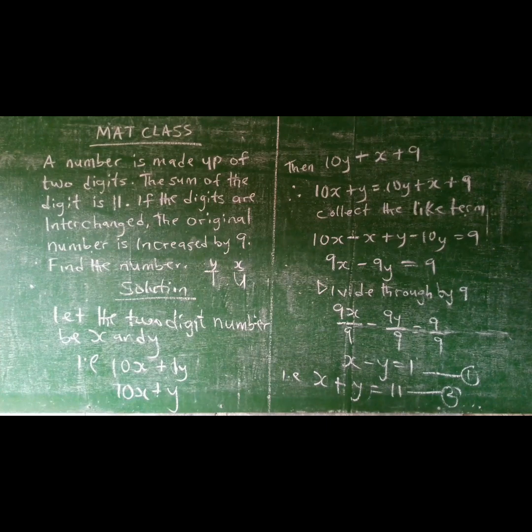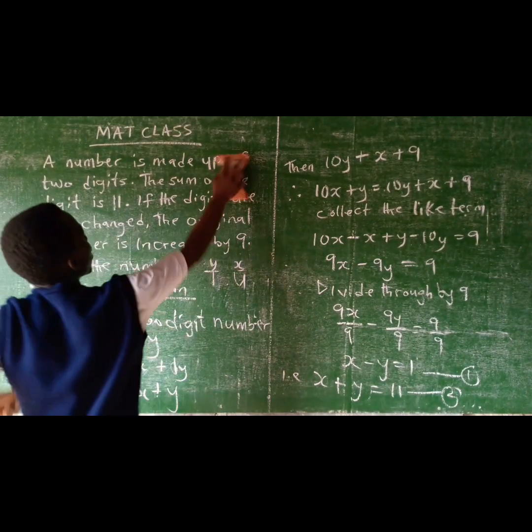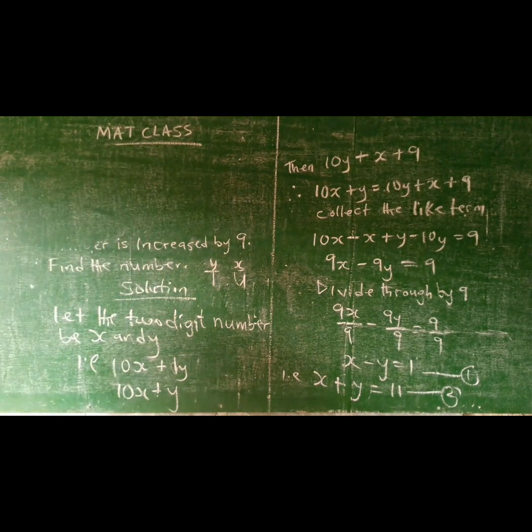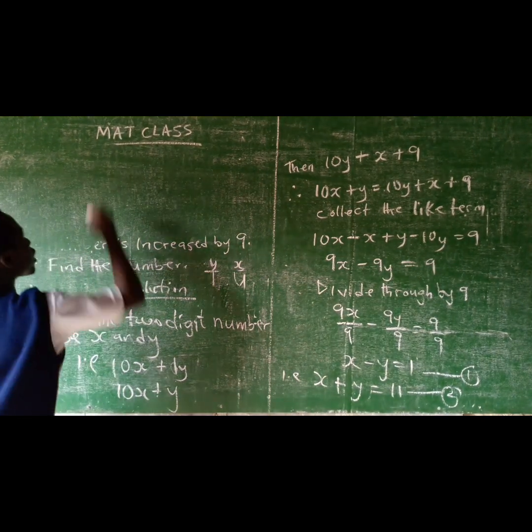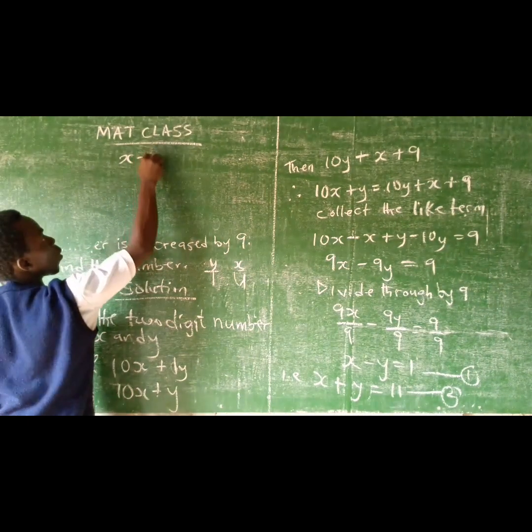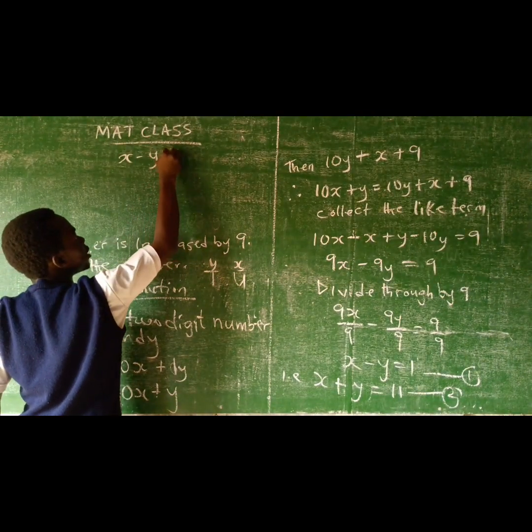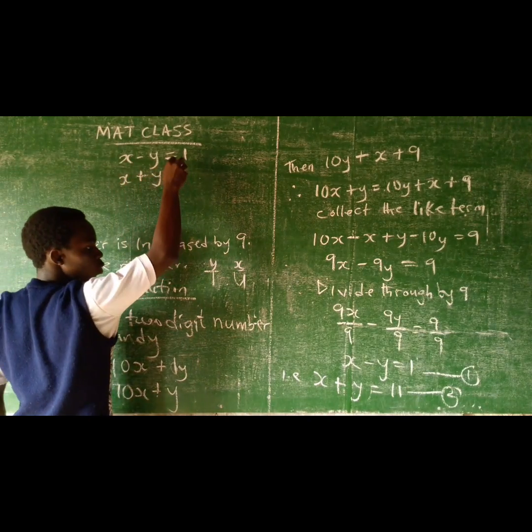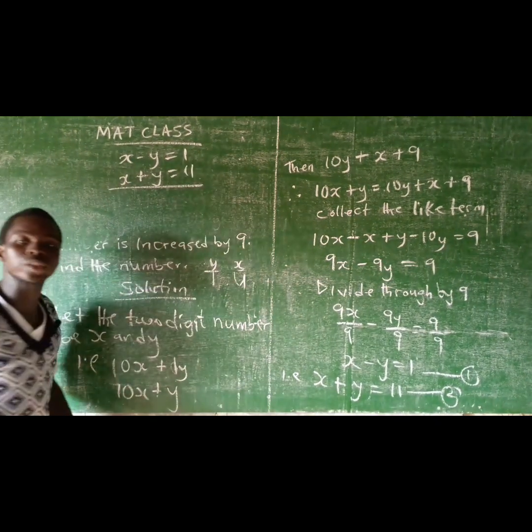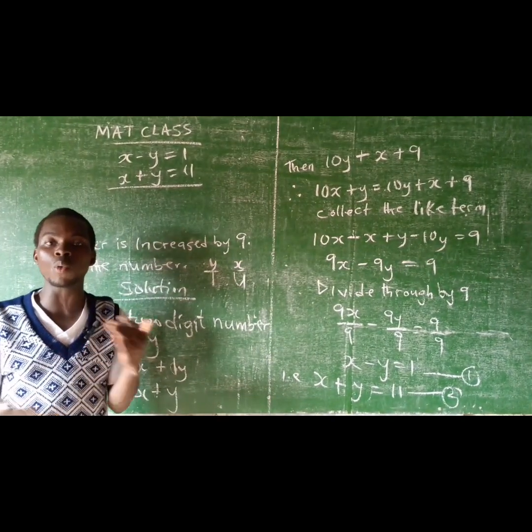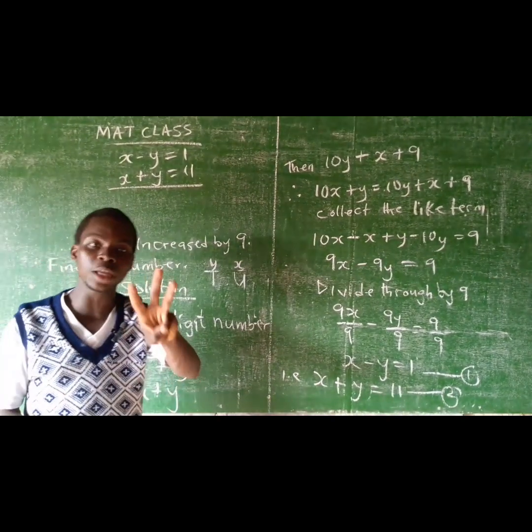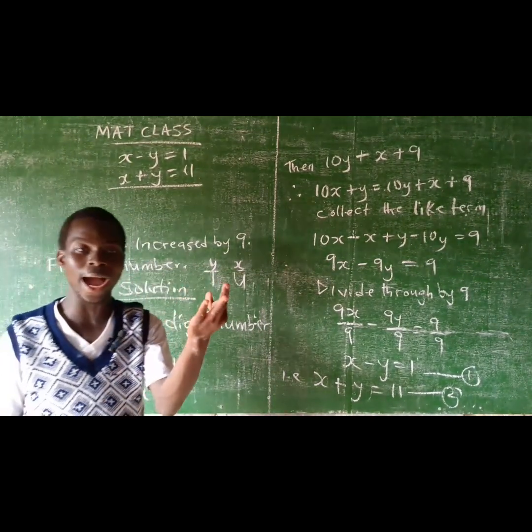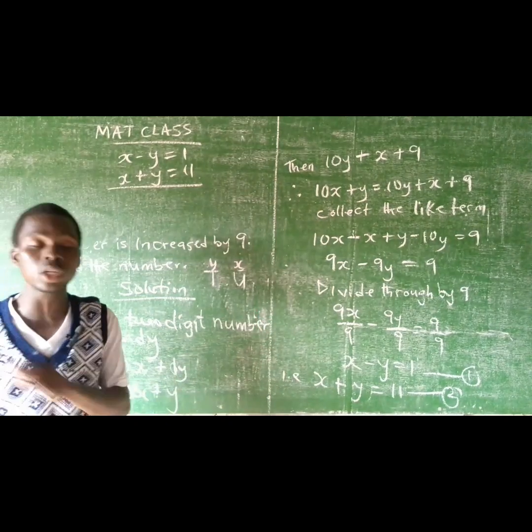Now, after you have done that, what is the next thing we are going to do? I will now connect the two equations together, which is x minus y is equal to 1 and x plus y is equal to 11. When they give you a question under simultaneous equation, we have three methods you are going to use. Whether you are using substitution method, elimination method, or graphical method, you can pick any one. You are still going to get your answer.